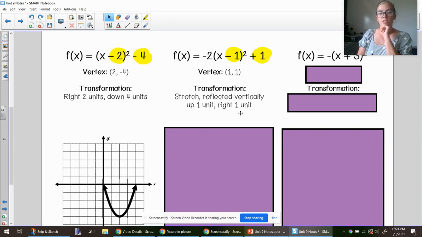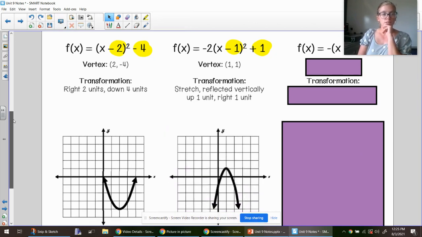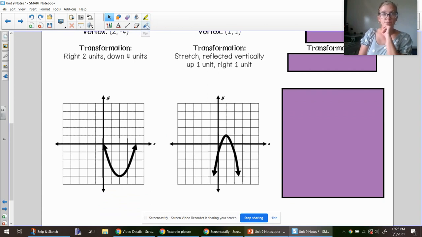Our vertex tells us our side to side and up and down transformation. So it's going to be up 1 unit, right 1 unit, and it's going to look like this. So we took our parent function, which was here. We made it narrower, we reflected it vertically, and we went up 1 unit, right 1 unit.